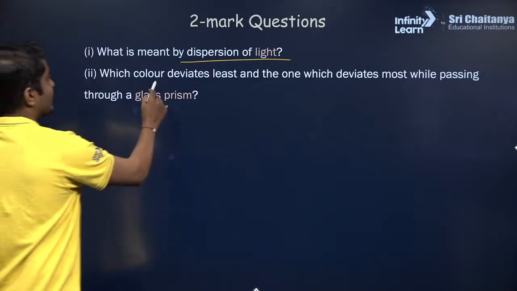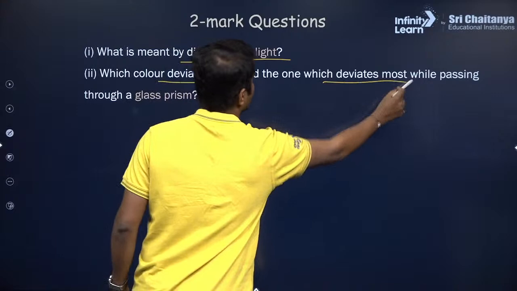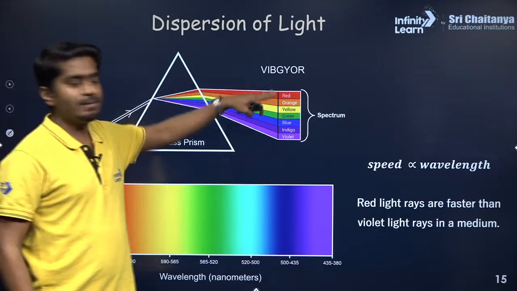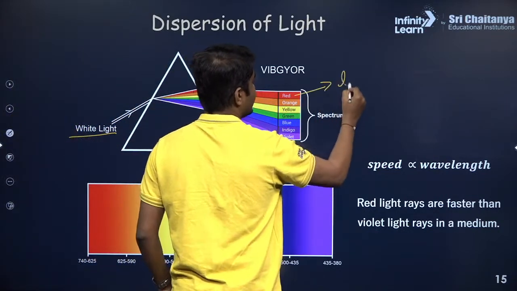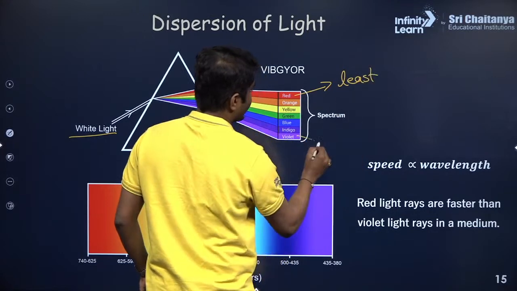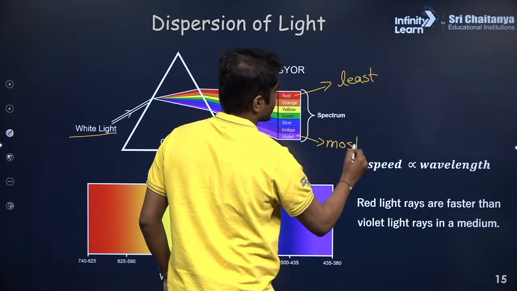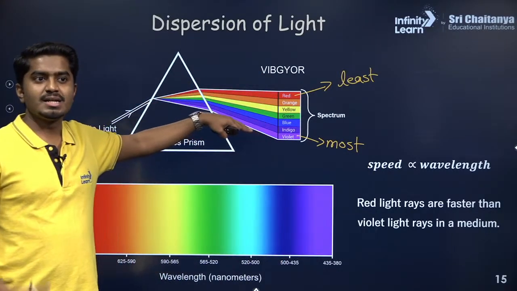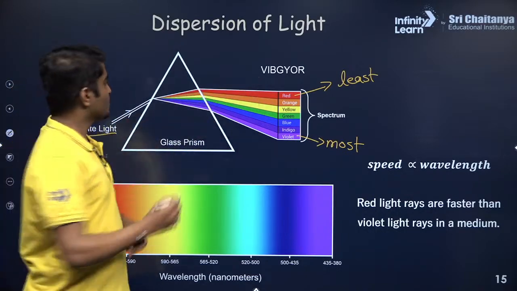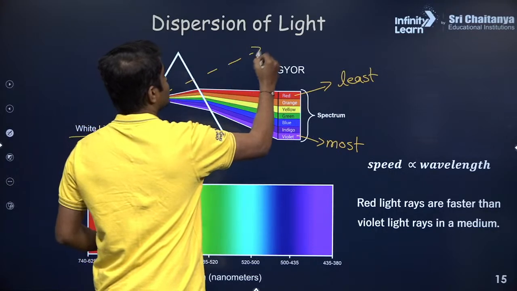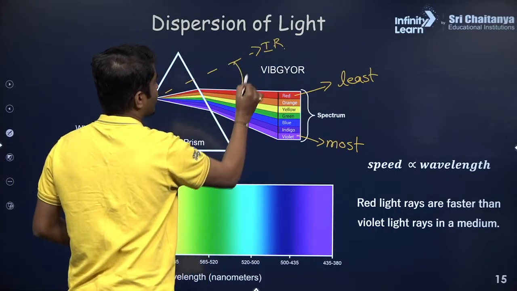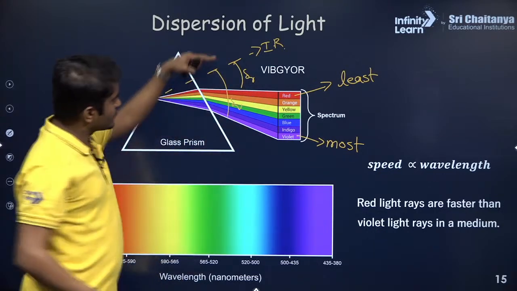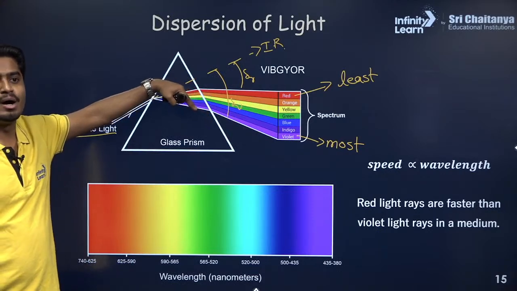So which color deviates the least and which deviates the most? When the light passes through the prism, red color deviates the least and violet color deviates the most. And why do different colors deviate by different angles? What is deviation? This is our incident ray, correct? There is an angle of deviation for red and an angle of deviation for violet. You see, the violet color has deviated the most.